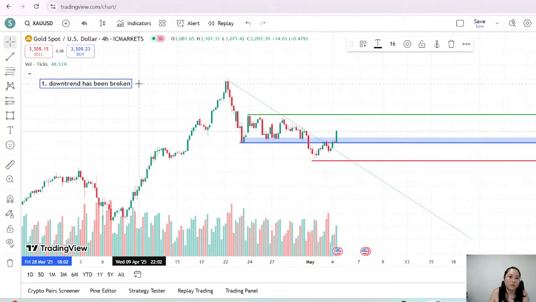Okay, so overall uptrend on bigger time frame.